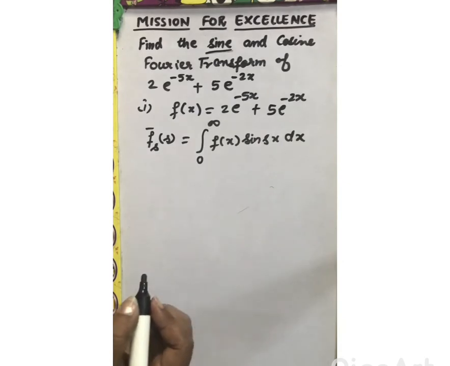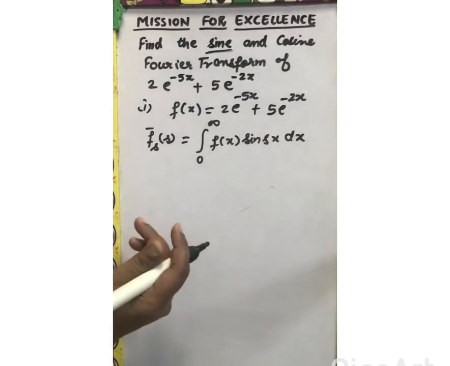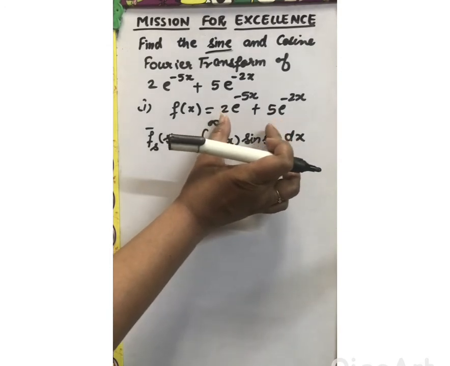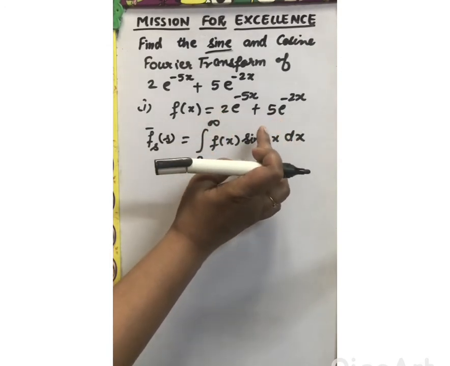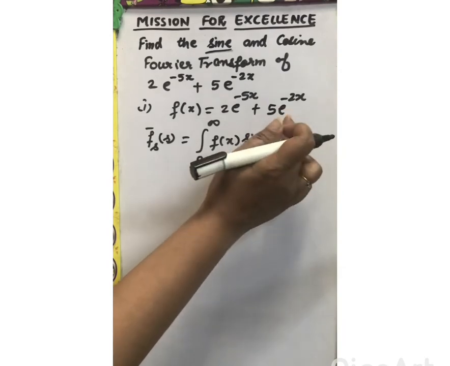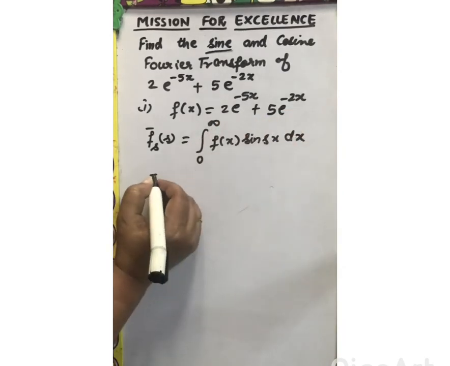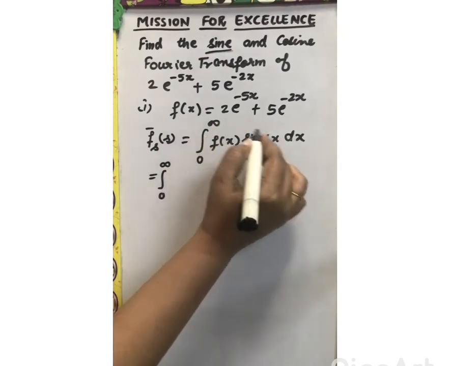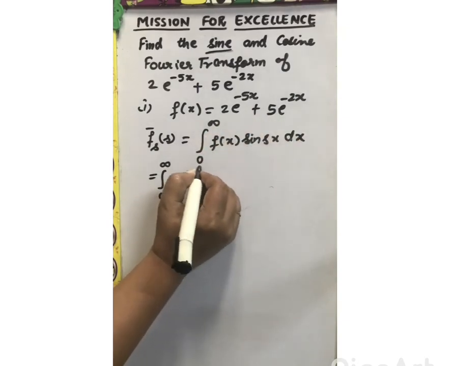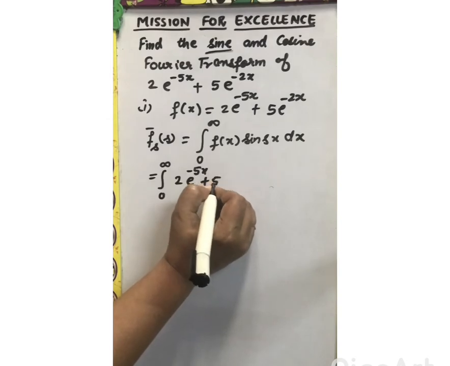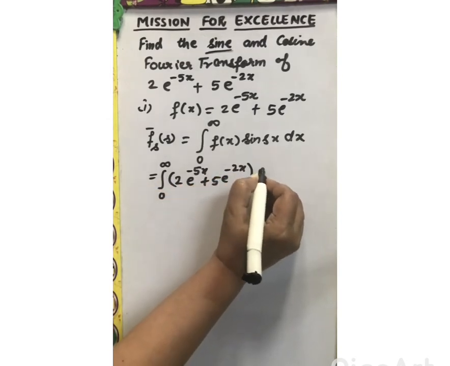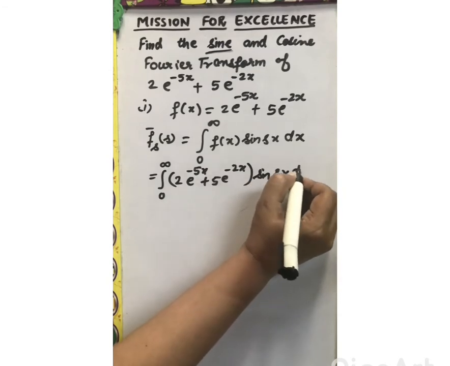We are using the main definition. Now we put the value of f(x) here. So the value of f(x) is 2 e^(-5x) + 5 e^(-2x). We will put this value here. So now we will get the integral from 0 to infinity of (2 e^(-5x) + 5 e^(-2x)) sin(sx) dx.